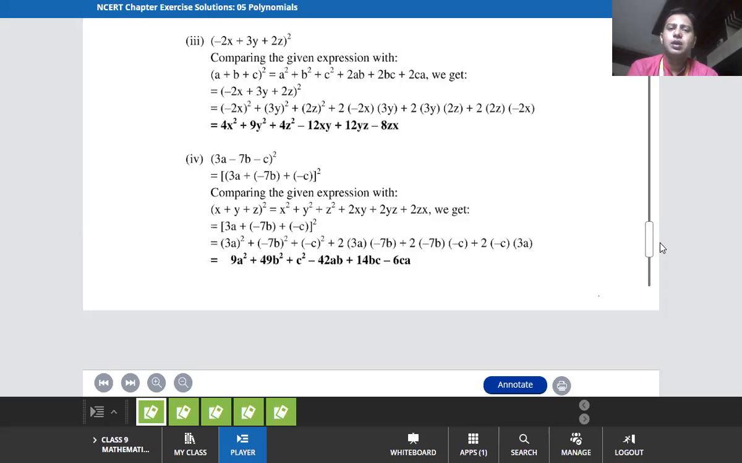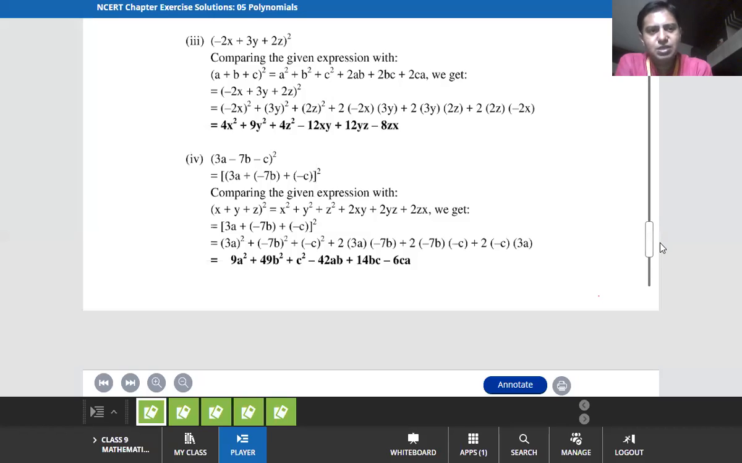We'll substitute the values. x square is 3a whole square, y square is minus 7b whole square, and z square is minus c whole square, plus 2xy, that is 2 into 3a into minus 7b, plus 2yz, 2 into minus 7b into minus c, and plus 2 into minus c into 3a. While solving the brackets, we will get 9a square plus 49b square plus c square minus 42ab plus 14bc minus 6ca. So this is the right answer.